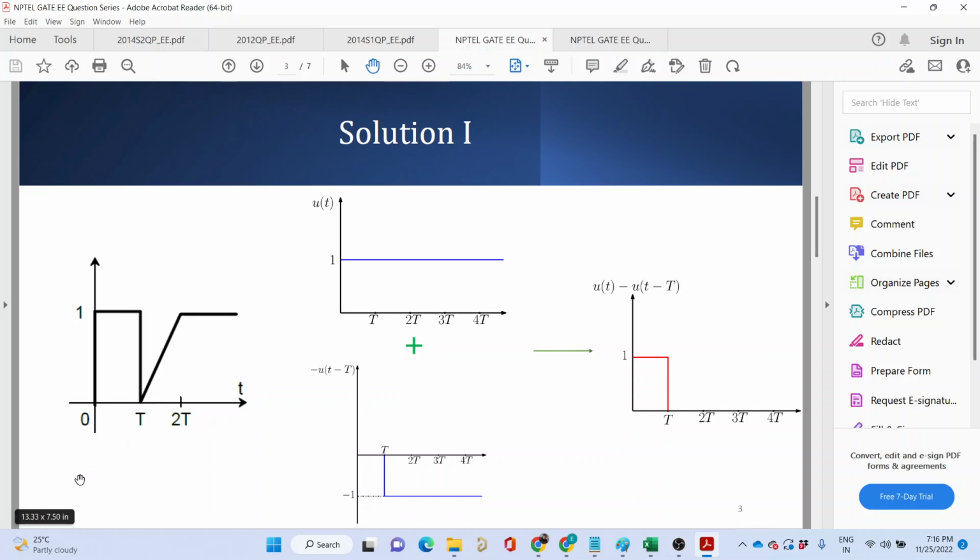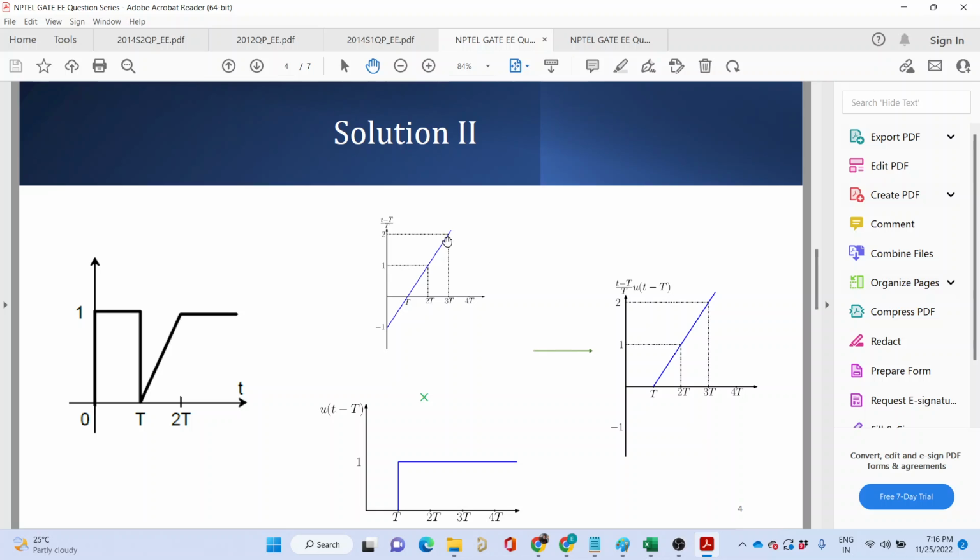And what is the intersection of this line with the y-axis? If I extend this line, what would be the intersection with the y-axis? At -1, right? Yes, sir, correct. So if we extend this line in the negative direction of the y-axis, you find that it will intersect at -1 and it has a slope of 1 by T. So if we write the equation for this straight line, it would be (t minus capital T) divided by capital T, right? You agree with me on this point?